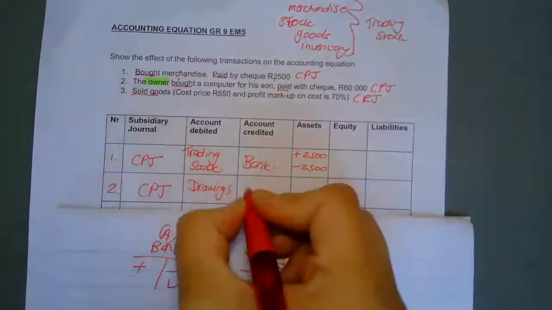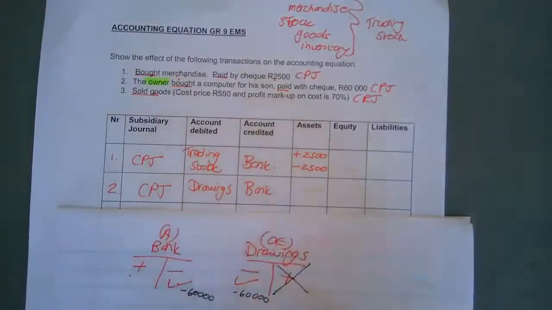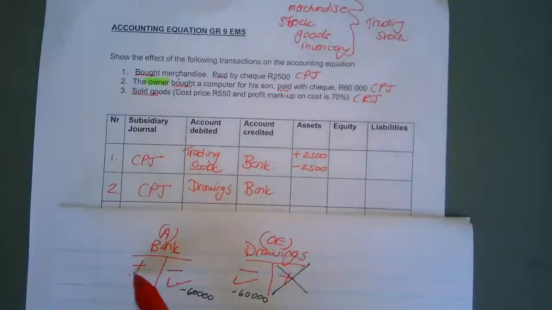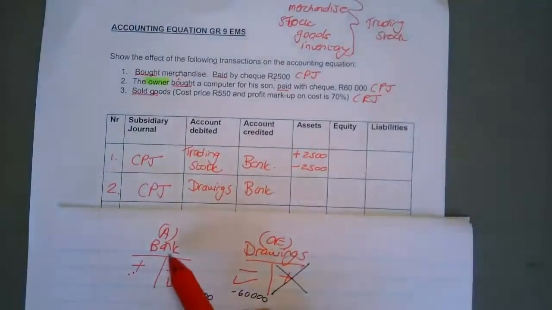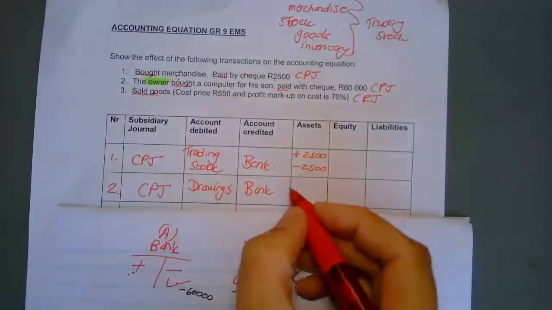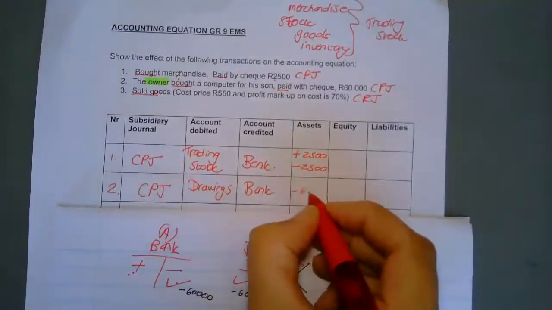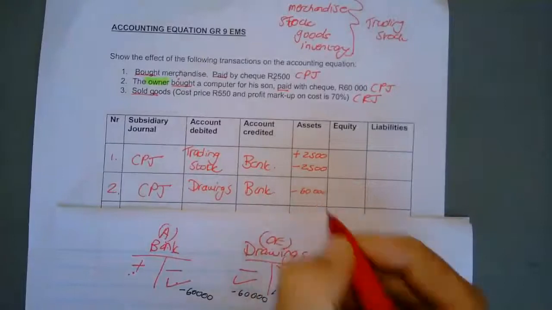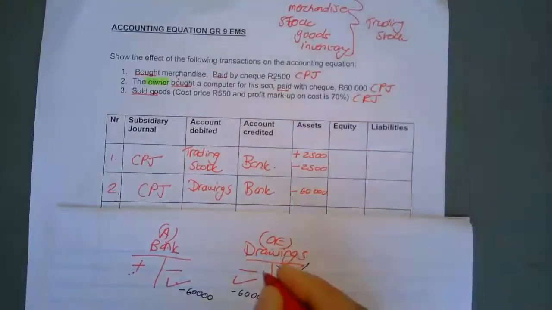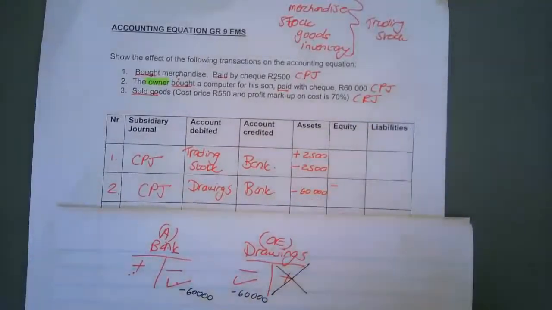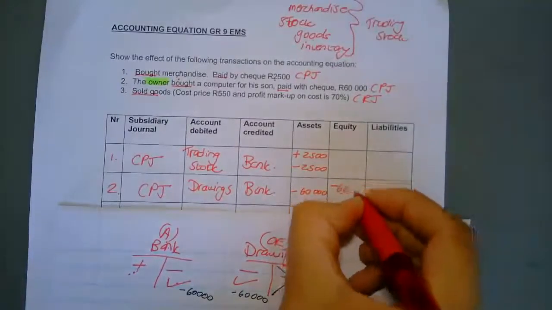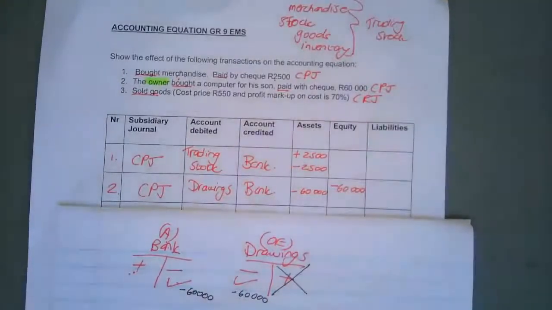and bank is credited. You will always credit bank when you pay, and you will always debit bank when you receive money. That's obvious, okay? So bank loses, your assets decrease with 60,000 Rand. And drawings is an expense, minus 60,000 Rand.